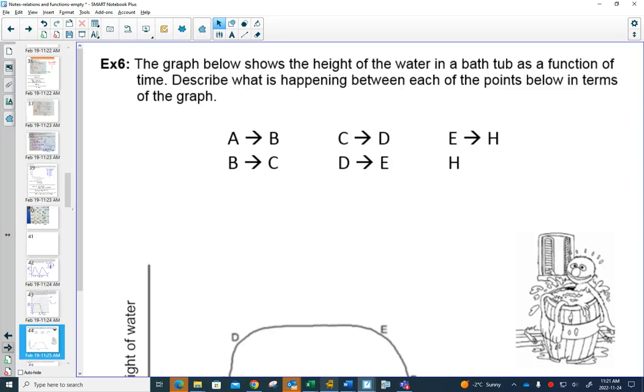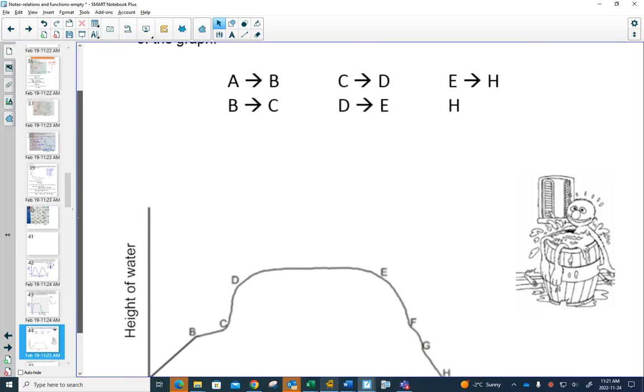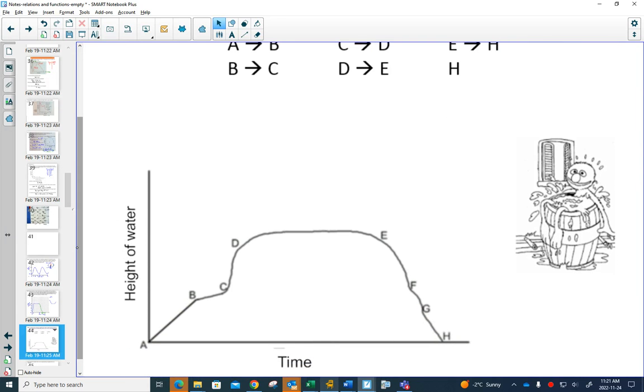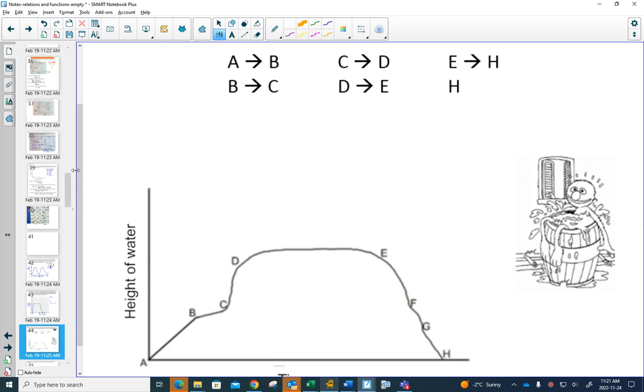The graph below shows the height of water in a bathtub as a function of time. What is happening from A to B? The bathtub is getting filled up. So I'm going with AB. The tub is being filled.